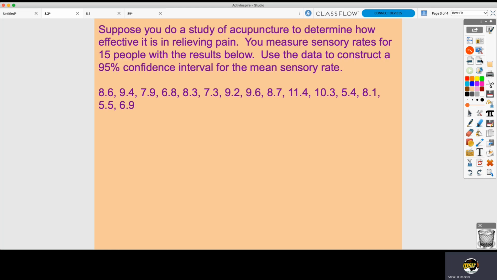So, where you're going to go, you're going to hit the stat button. And then to put all those numbers in, we need to go to edit. And then we're going to put it into our L1. For TI Inspires, it's a little bit different, but it's the same concept as we did before. And then you just get all of the numbers in there.